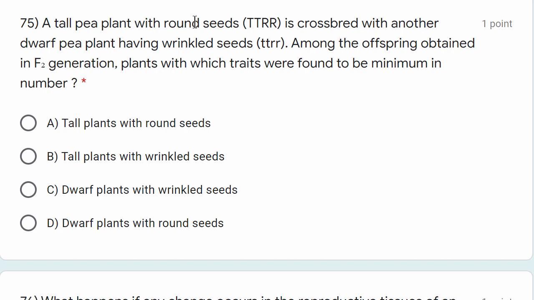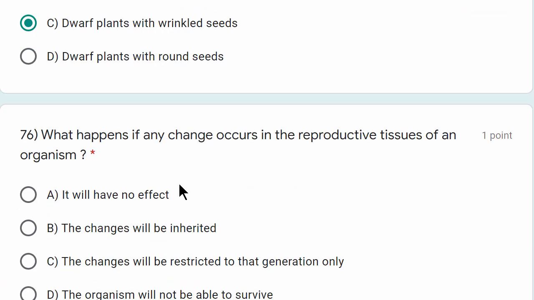So a tall plant with round seeds, that is TTRR with a dominant gene, is crossbred with a dwarf plant with a wrinkled seed, which is all recessive gene. Among the offspring in F2 generation, which trait is found to be the minimum? Now, because the recessive gene gets dominated by the dominant gene, the one which is true recessive, dwarf plants with wrinkled seeds, will be the least. If you remember, I think it's 9331 is the ratio, and this will be the one in that 9331 ratio.